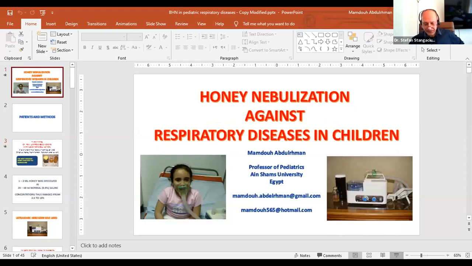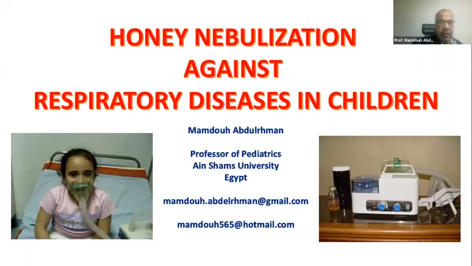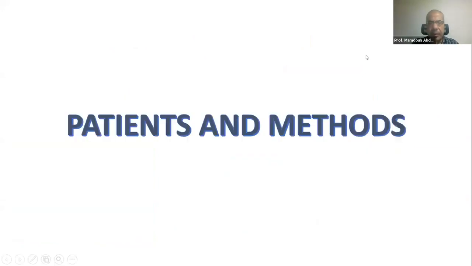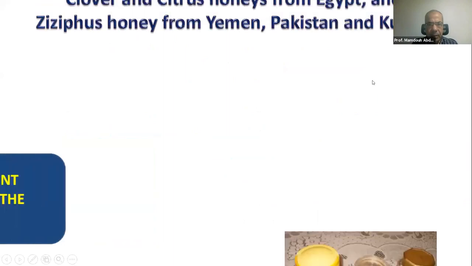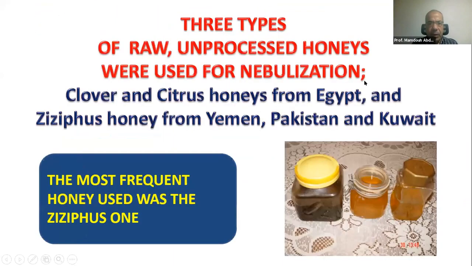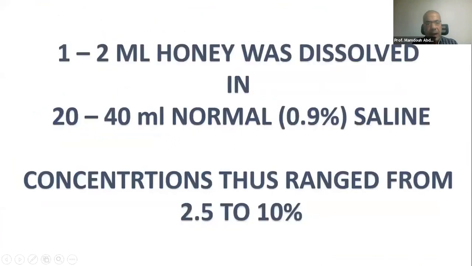Honey nebulization against respiratory diseases in children. This work has been done since 2000 and is still ongoing. For nebulization, we used raw unprocessed honey. Three types of honey were used, mainly the Zephyrus honey. 1 to 2 ml honey was dissolved in 20 to 40 ml normal saline to get concentrations ranging from 2.5 to 10%.